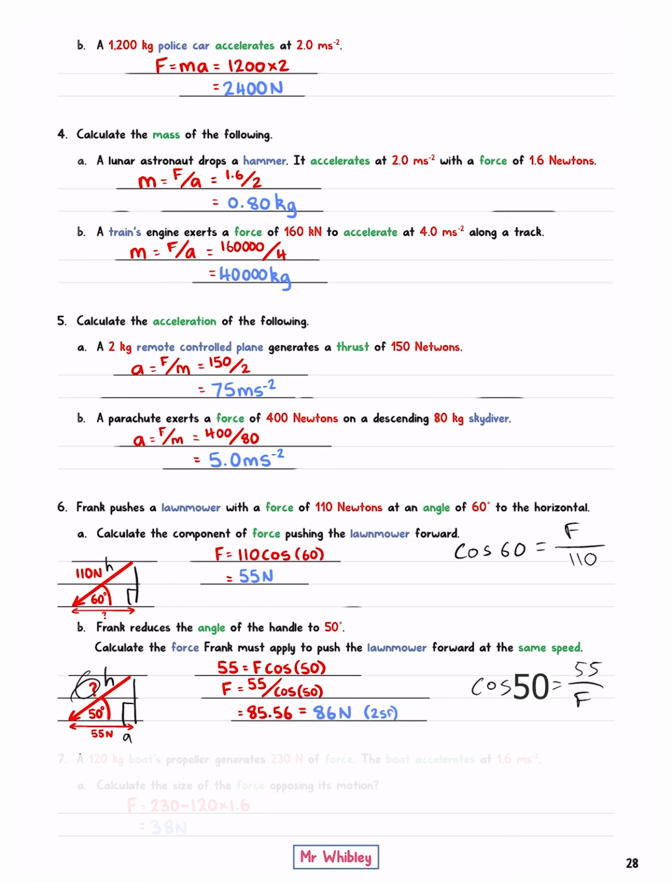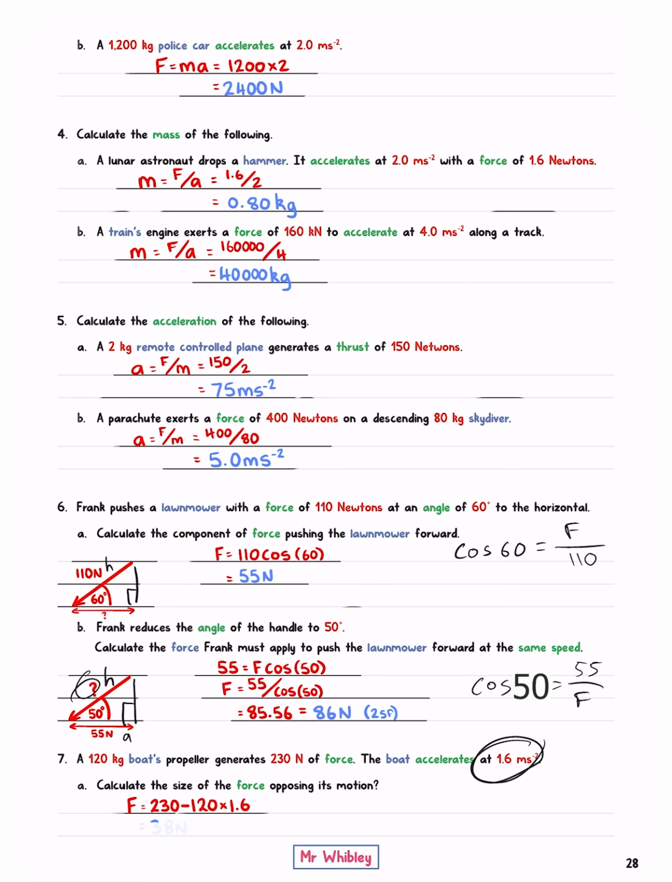Question 7. A 120 kilogram boat's propeller generates 230 newtons of force. The boat accelerates at 1.6 meters per second squared. Calculate the size of the force opposing its motion. The force opposing the motion is going to be the component of force that isn't providing the acceleration. So it's going to be our total force of 230 minus the force providing our acceleration, which is mass times acceleration, or 120 times 1.6. That gives us 38 newtons.